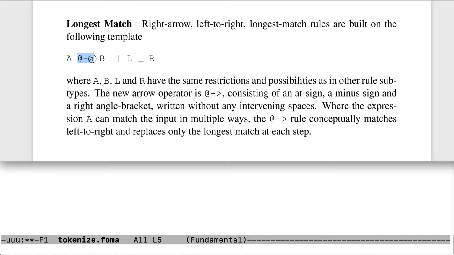This is a right arrow, left to right, longest match rule. Using this operator, A will represent a language. B represents what we're going to change it into. In this example, we're going to ignore the left and right context, so we won't need the double bars or the left or right. Here's the important part. Where the expression A, which in our case is the alphabet, can match the input in multiple ways, the rule conceptually matches left to right and replaces only the longest match at each step.